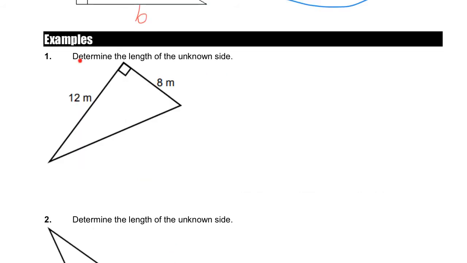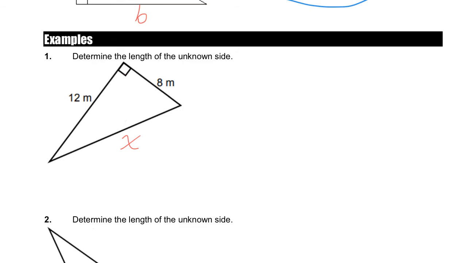Okay, so here's a triangle. Determine the length of the unknown side. Well, my triangle has a right angle. I know this side. I know this side. I don't know this side. So let's call this side x. Now, x is my hypotenuse.